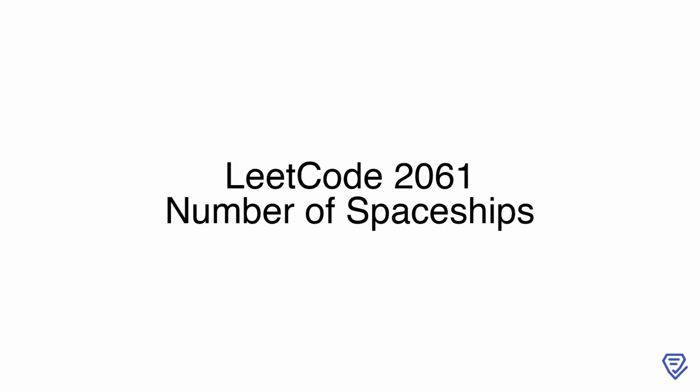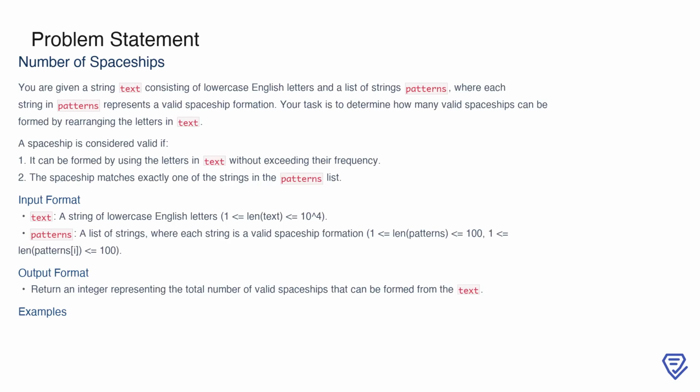Let's get started. In this problem, you're tasked with determining the number of valid spaceships that can be formed from a given string text and a list of patterns. Each spaceship is represented as a string, and it's valid only if it can be formed by rearranging the letters in text without exceeding their frequency, and it exactly matches one of the strings in the patterns list.